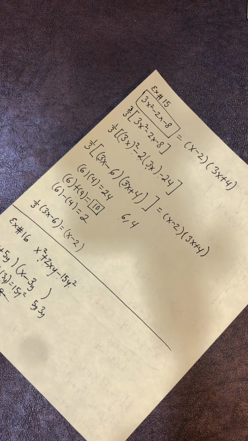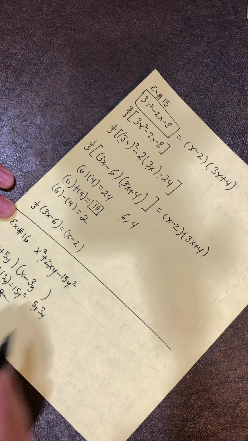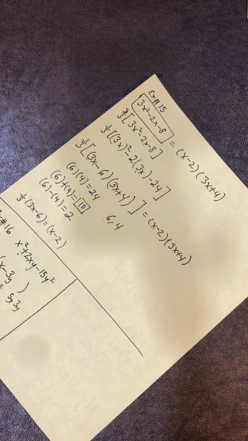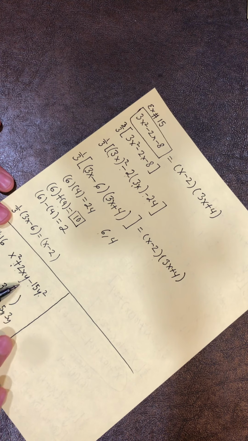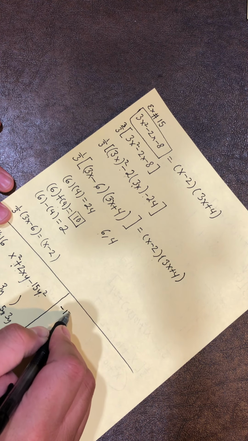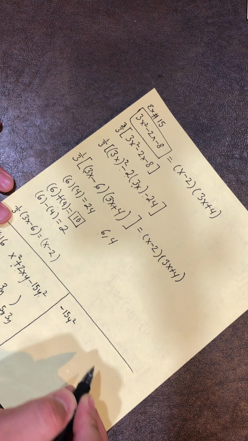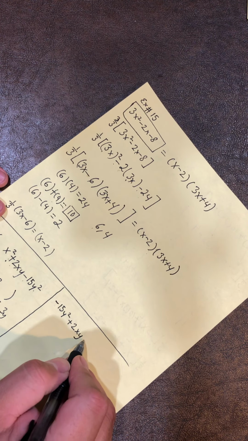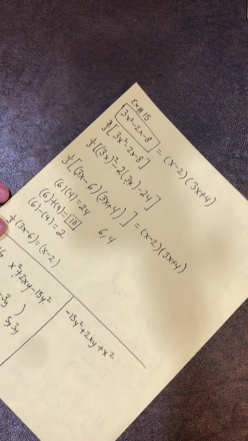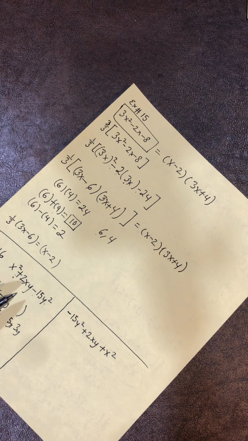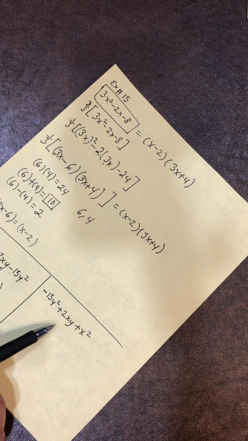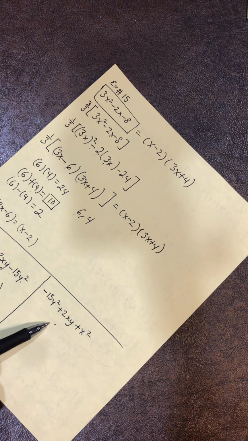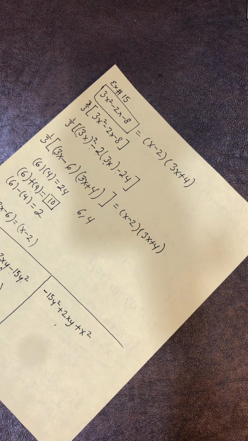But I said that you can also go backwards. We're still working on the same problem. Let me separate that. You can also look at it this way. Minus 15y squared plus 2xy plus x squared. I haven't changed anything. That expression is still this expression. All I did was rearrange the order of the terms.